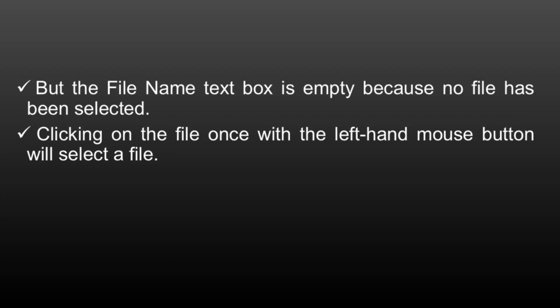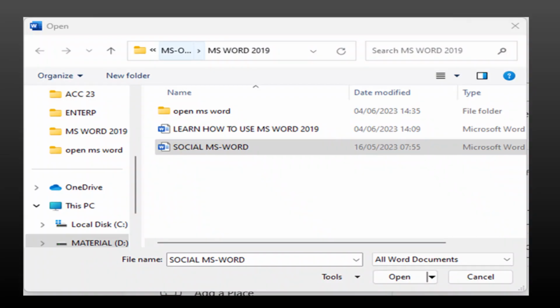But the file name text box is empty because no file has been selected. A file is selected from the larger white area in the middle. Clicking on the file once with the left-hand mouse button will select a file. After selecting the document you want to open in the dialog box, then click Open.